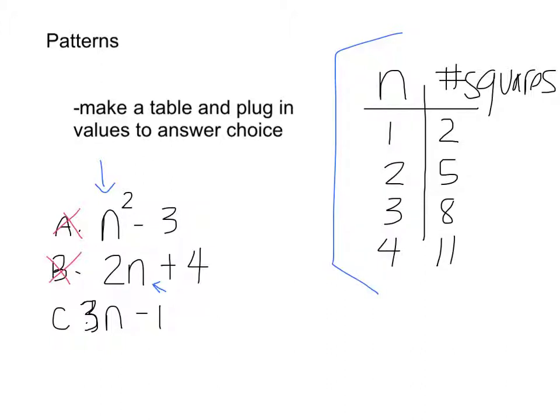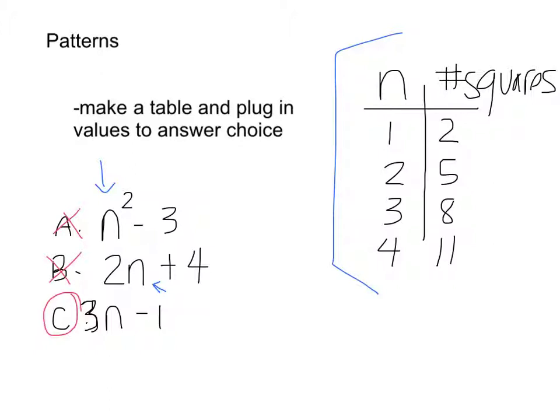Let's plug 2 in for n. 3 times 2 is 6, minus 1 is 5. It worked. Let's go to the next one where n is 3. So 3 times 3 is 9, minus 1 is 8. And the last one where it's 4, 3 times 4 is 12, minus 1 is 11. And so that works all the way through. You have to make sure that it works all the way through. They'll try and trick you by having it work for maybe the first 2 or the first 1, but it has to work all the way through.